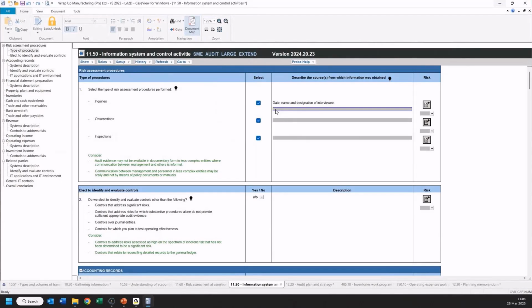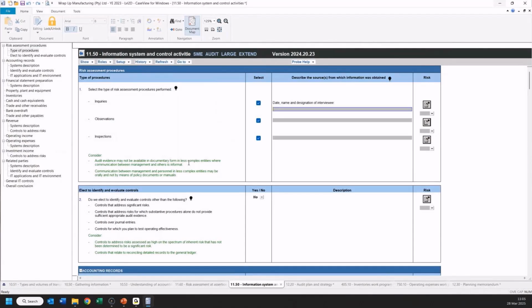And then just a note here, this is a new point in 1150 to say, remember that in smaller entities or less complex entities, is the new fancy term we have, right? It's possible that a lot of these controls might actually be there, but that they will be a lot less formal.